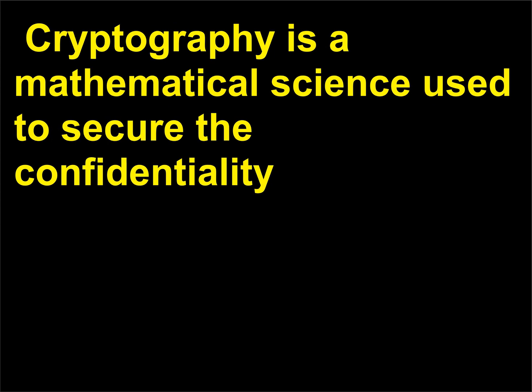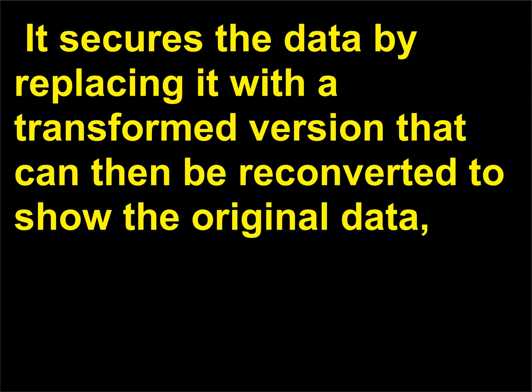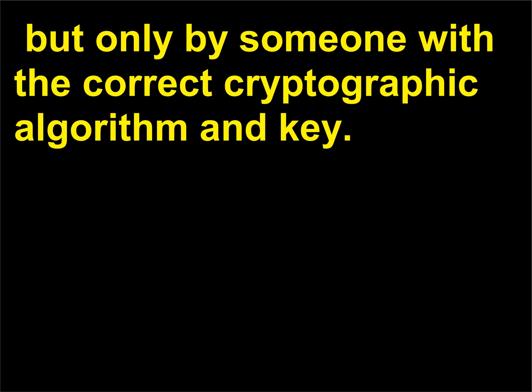Cryptography is a mathematical science used to secure the confidentiality and authentication of data sent by a user to a certain site. It secures the data by replacing it with a transformed version that can then be reconverted to show the original data, but only by someone with the correct cryptographic algorithm and key.